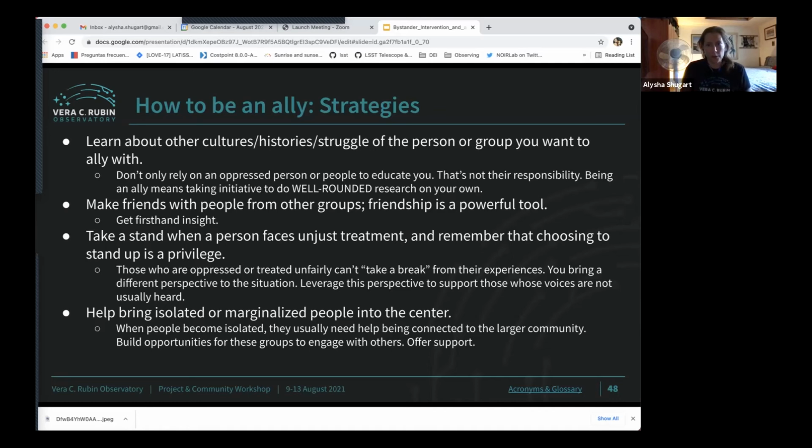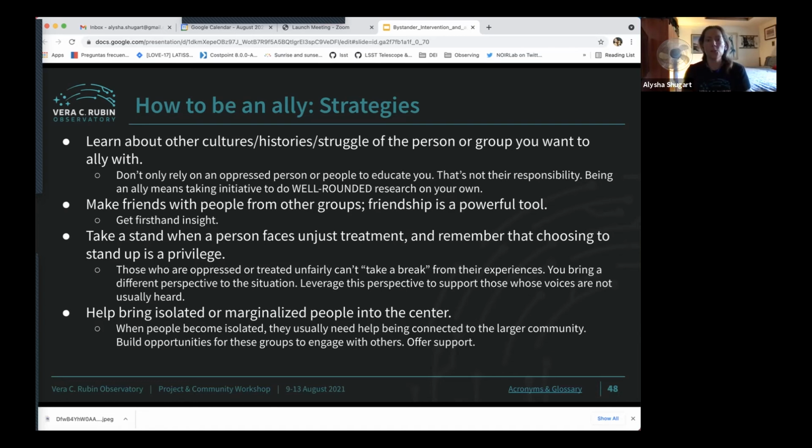This is about bystander intervention, taking a stand when a person faces unjust treatment. And remember that choosing to stand up is a privilege, right? There are people who are oppressed or who are consistently treated unfairly who can't take a break from this experience. So you bring a different perspective to that situation, leverage it to support those whose voices aren't being heard, and help bring isolated or marginalized people into the center. I don't mean to say that in a way that you're putting the spotlight on them, that you're drawing attention to them, but you're offering that lifeline. You're offering, hey, I will help support you. I will just add to your group. I will be a friend.